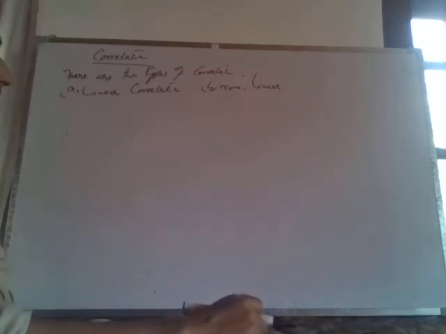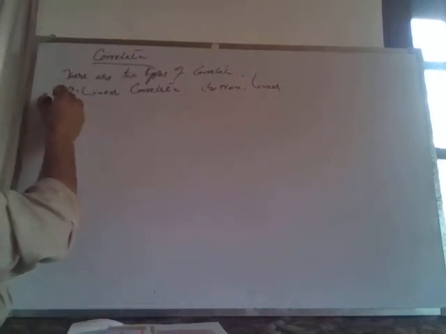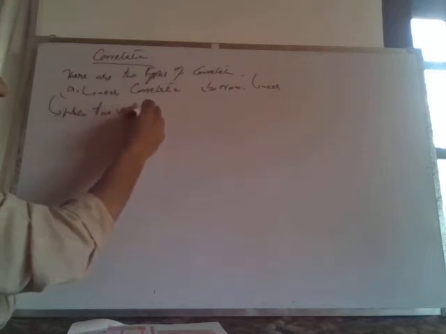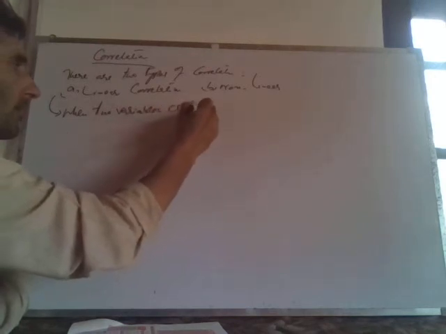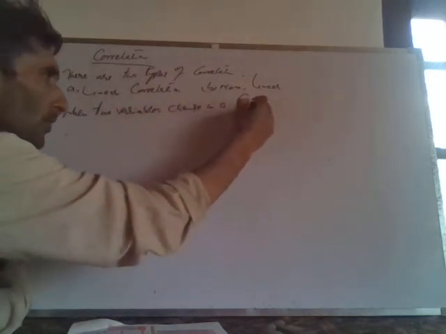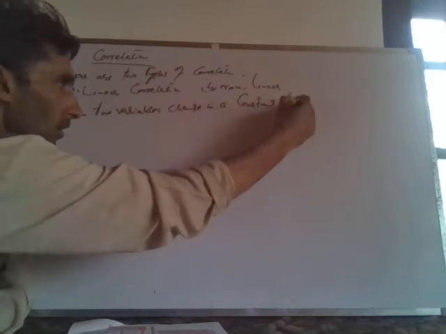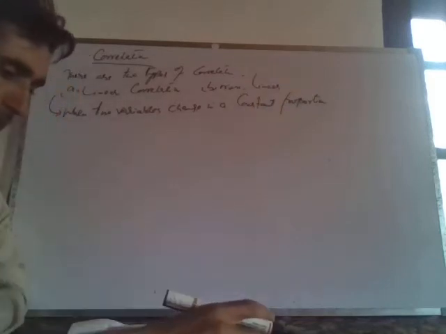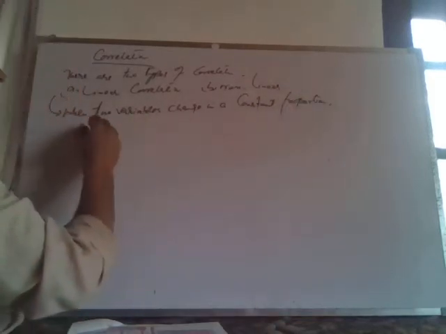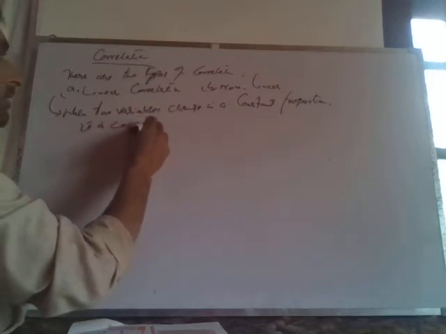Today the classification we will study is linear and non-linear. First we will take what is linear correlation. It is also very simple. When two variables change in a constant proportion, it is called linear correlation.